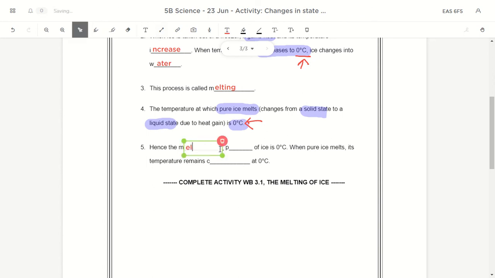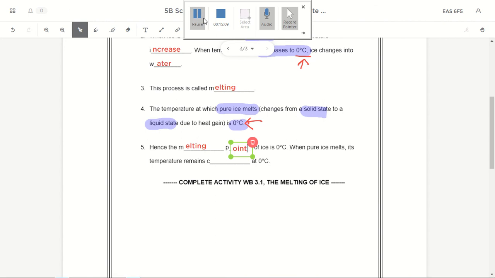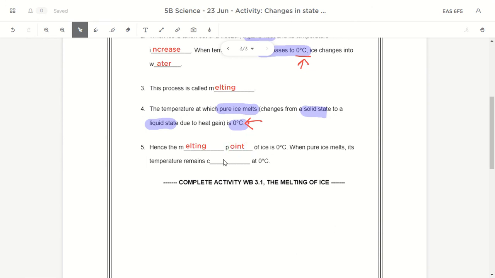Only at the melting point will the ice start melting. It must reach this melting point, it must cross this melting point for the ice to melt. Like what I said, 0 degrees is the melting point of ice. We say it's the melting point of ice, it's not the melting point of water. Water already melted. So when you talk about ice, the melting point is 0 degrees Celsius.